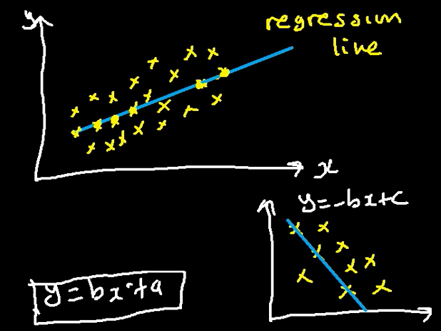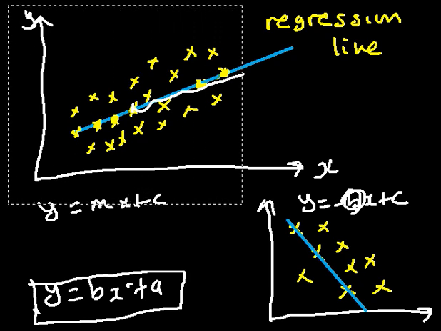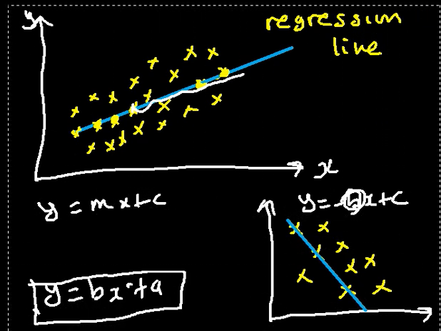Mind you, if you compare this equation to the general equation of the straight line, y equals mx plus c, m is the gradient. So in this case, b is also said to be the gradient. For the positive relationship, the gradient will be positive, and for the negative relationship, the gradient will be negative. That's how you start to understand the regression line in terms of its general form.